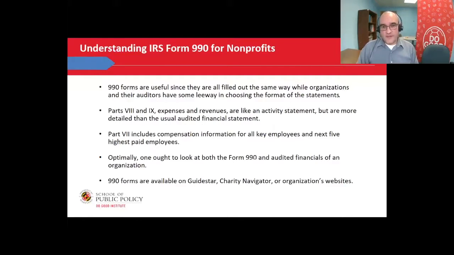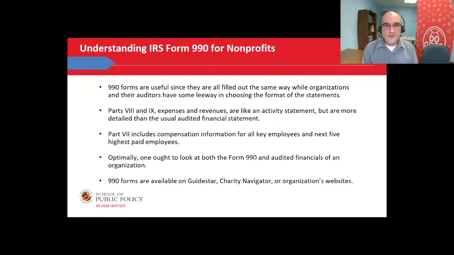Part 7 of the 990 includes compensation information for all the organization's key employees and the next 5 highest paid employees, everybody in the C-suite plus the next 5 highest paid. And that's useful information if you want to know whether or not the organization is violating one of the major laws of nonprofit finance. It is a law that employees of nonprofits can't take away salaries that are too high. That is especially true for the organization's leaders because of what we call the non-distribution constraint, which prohibits exactly that.